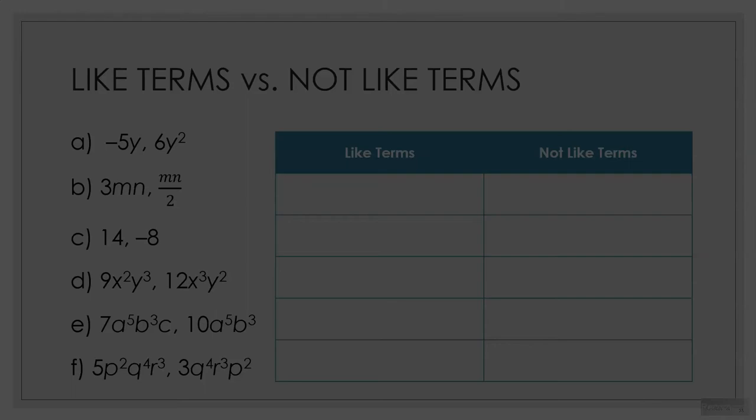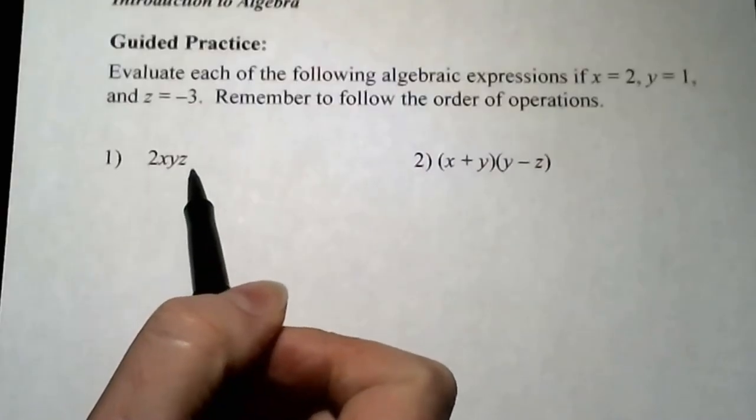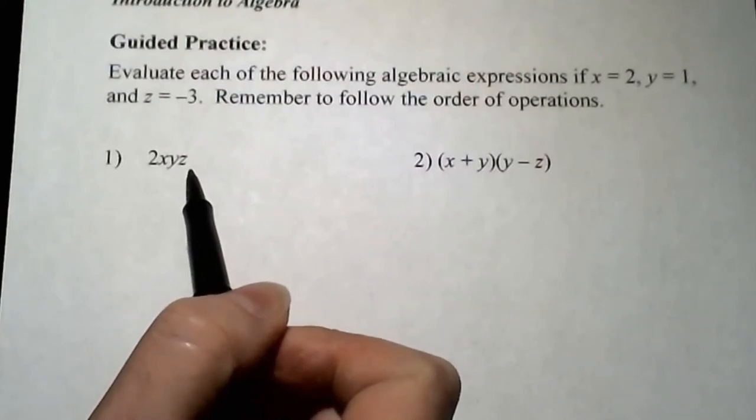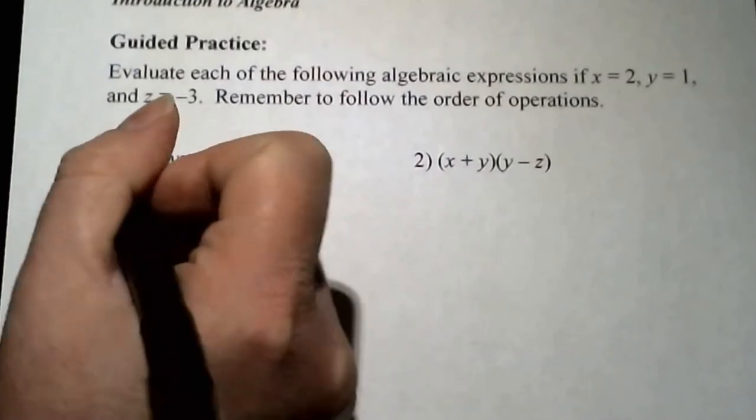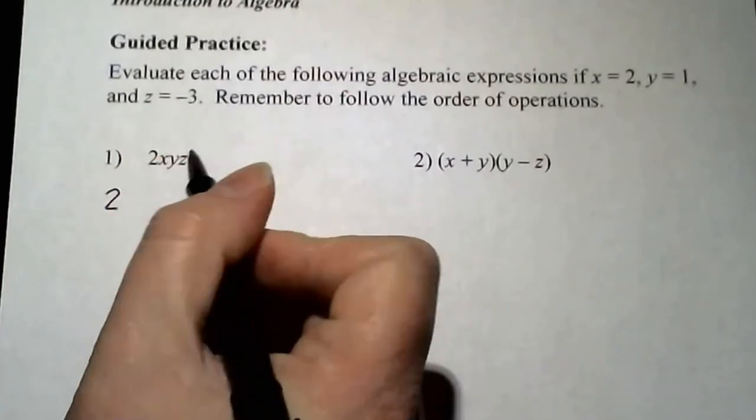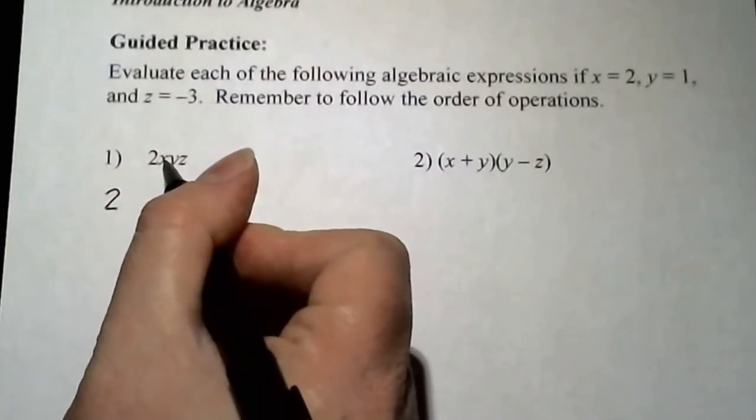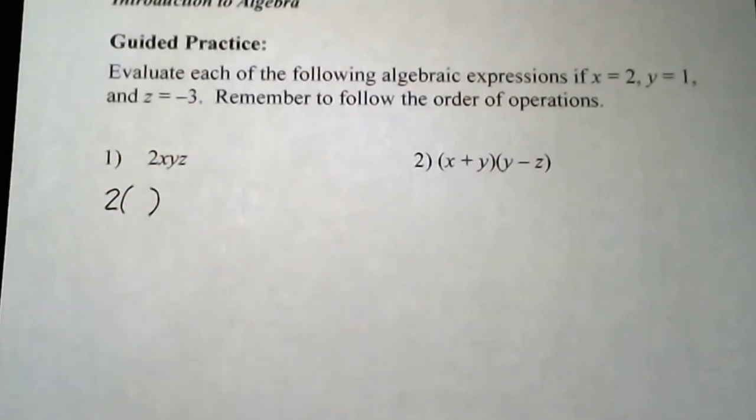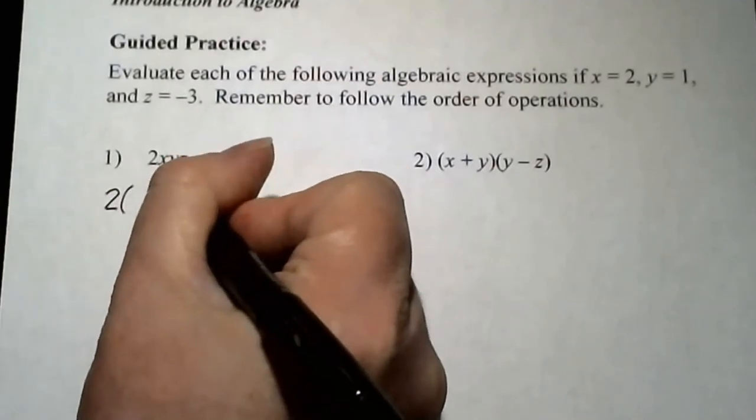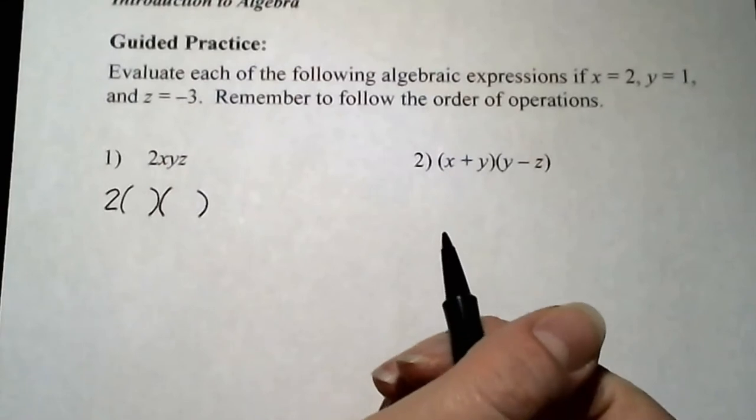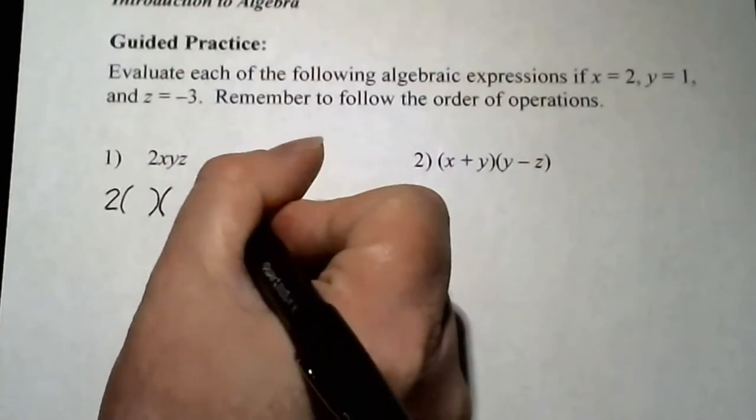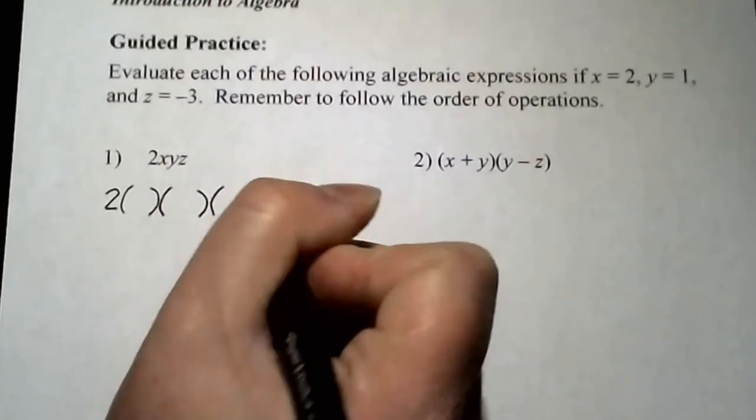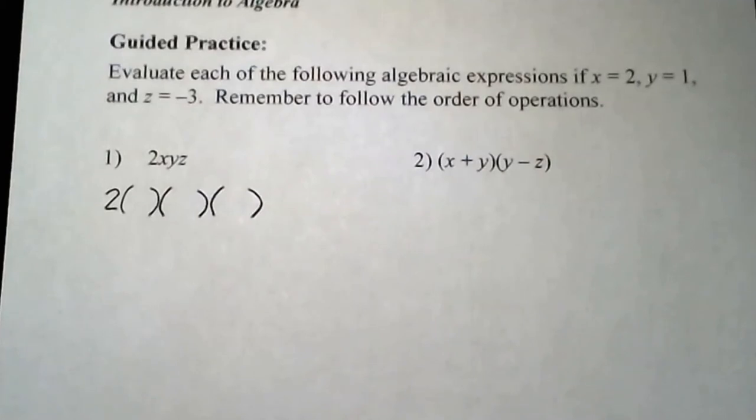You're going to replace those variables that you see in each expression with the numbers that they gave us, and then we're going to work it out. So when I first start, what I like to do is take out all of the variables that I see and put parentheses in their spots. So instead of an x, I'm writing a set of parentheses. Instead of a y, I'm going to write another set of parentheses. And instead of a z, I have that third set of parentheses.